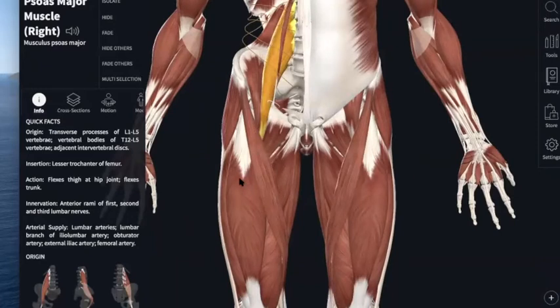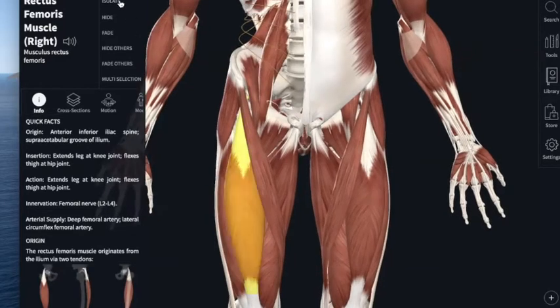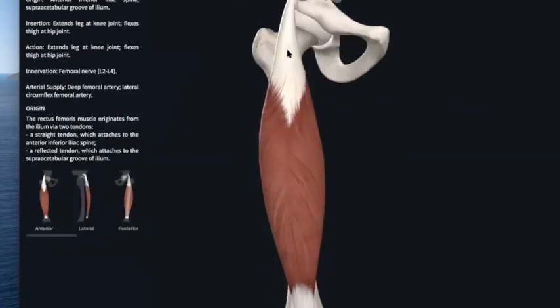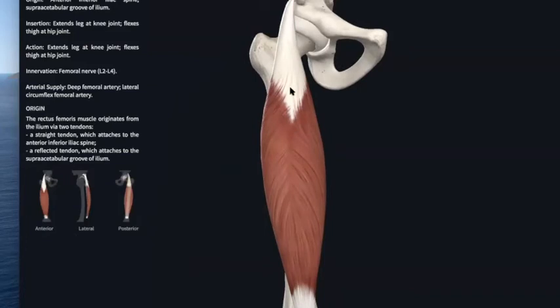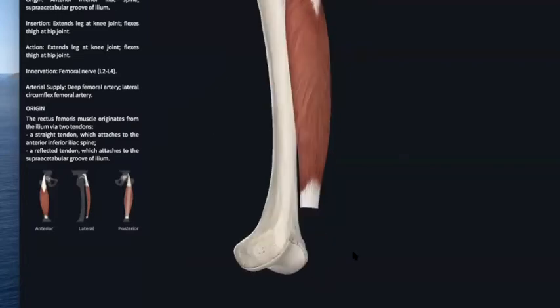This will be your rectus femoris. And this is going to start up on your anterior inferior iliac spine and insert onto the patellar tendon, which is going to insert onto the tibia, so that's going to cross the knee joint.